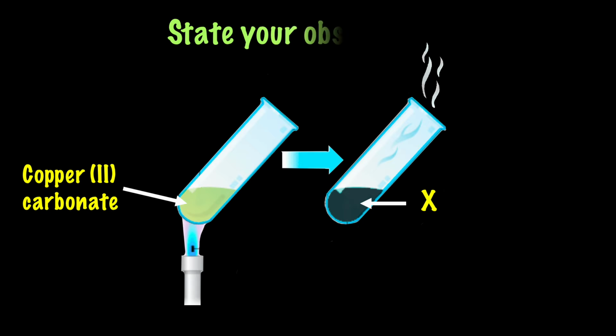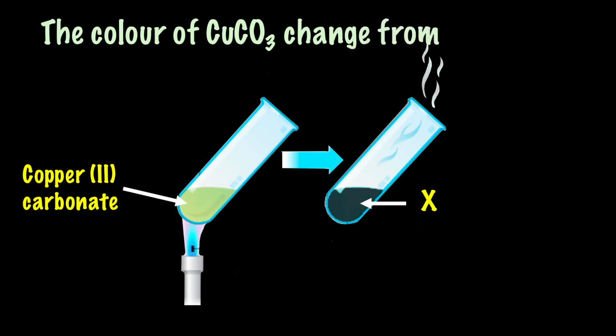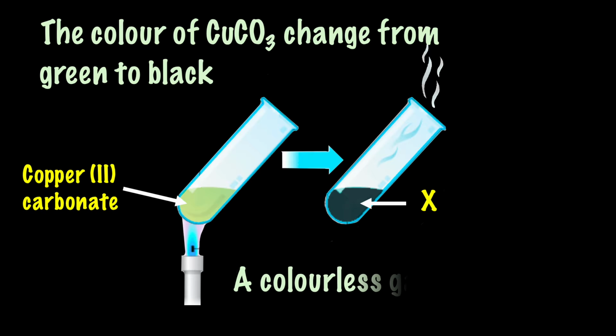State your observation. The color of copper(II) carbonate changes from green to black. Satu lagi observation kamu boleh tulis. A colorless gas is released.